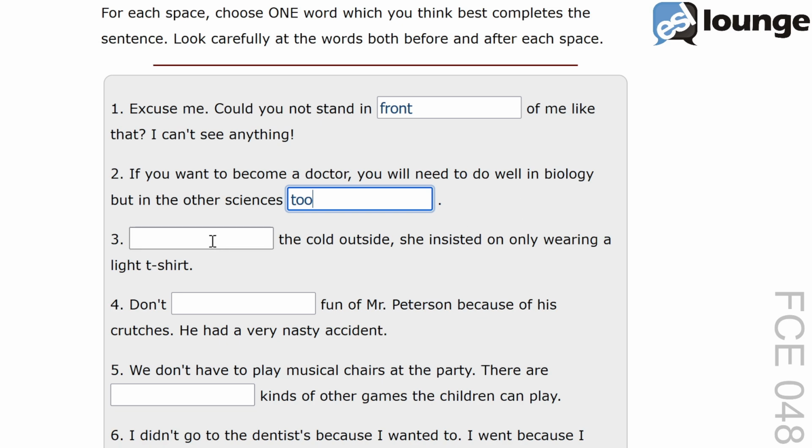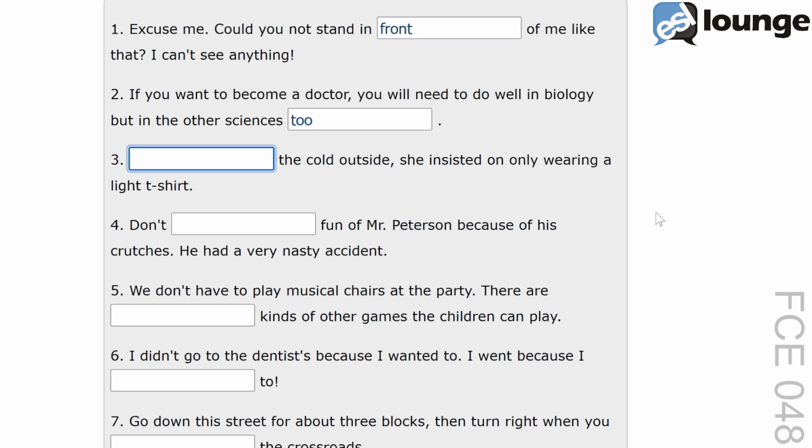Next up, question 3. Blank the cold outside, she insisted on only wearing a light t-shirt. The correct answer is despite. Despite is used to show contrast. For example, despite the rain, we went for a walk. Another example is, she remained calm despite the chaos around her.